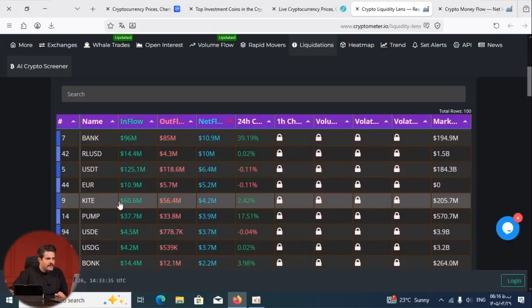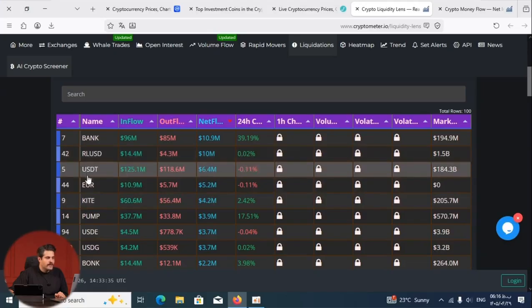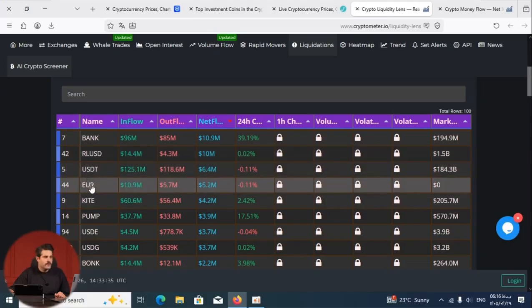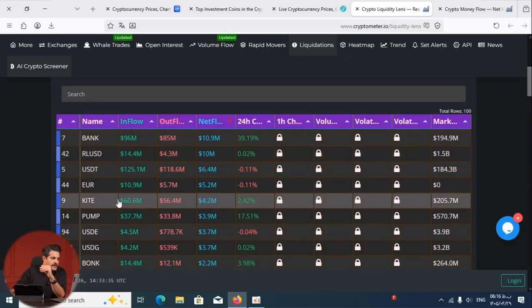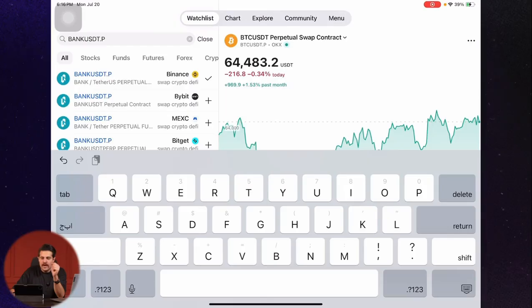I see Kite, guys, USDT, RLUSD, EUR. These are actually stable coins. Now, with a stable coin, since its value is always equal to $1, I can't open a long or short position, so I'll move on to the next coins. For instance, I see Kite, $4.2 million, which is almost 2.5% of the $205 million that makes up its market cap. It has an inflow. I'll go ahead and add Kite to my watch list.